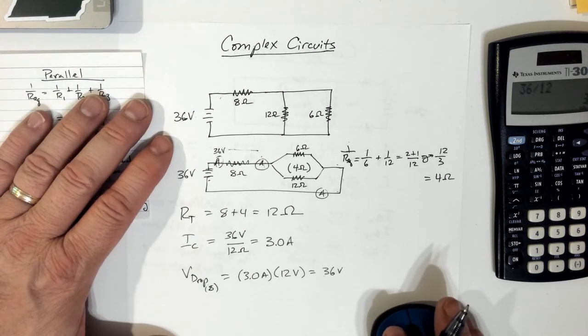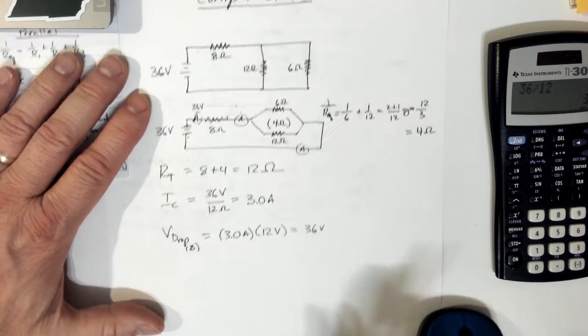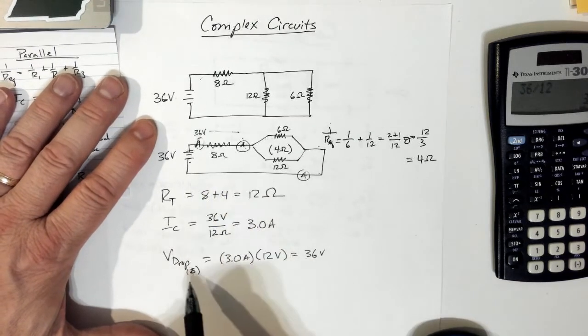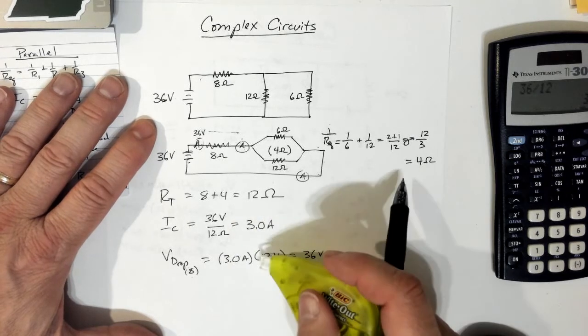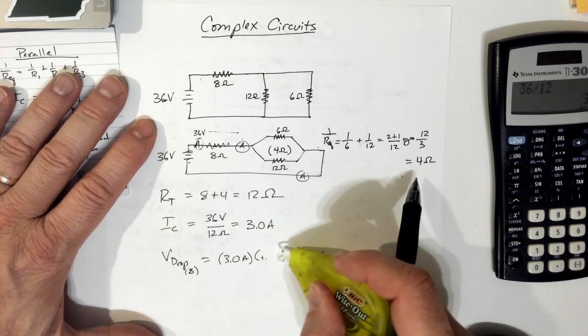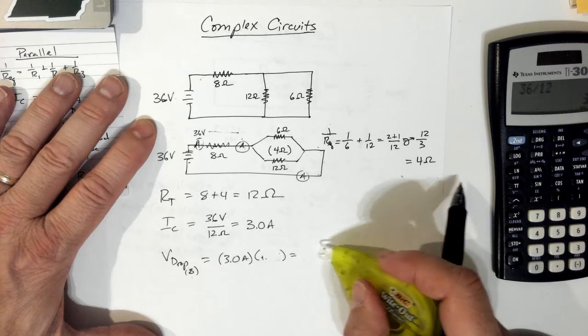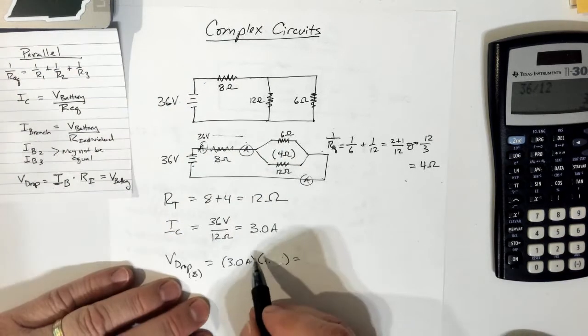Oops, I made a little mistake here, guys. I want to apologize. I'm talking about going across the 8 ohm resistor and I put 12 in here. So that was my mistake. This is supposed to be an 8 ohm resistor, and I made that mistake. I'm going to have to apologize and draw that information back.